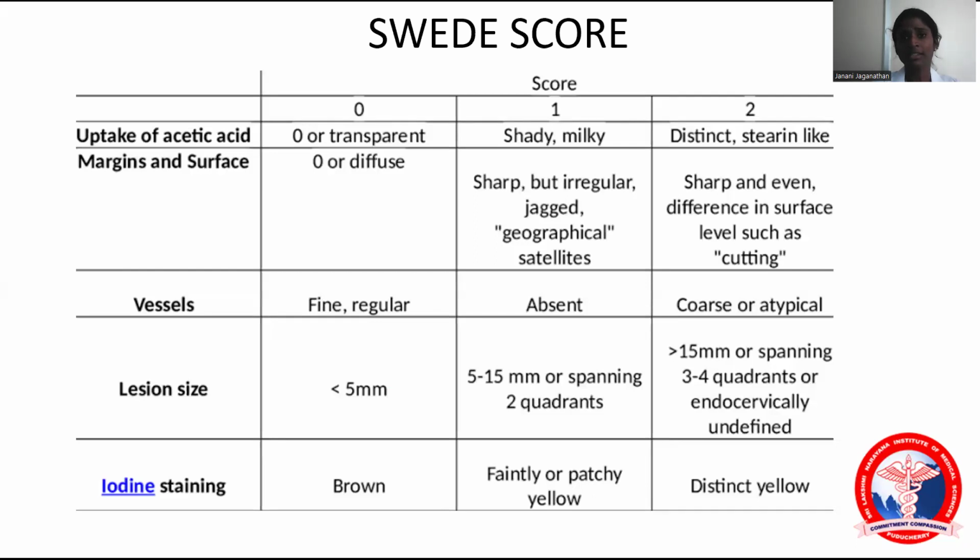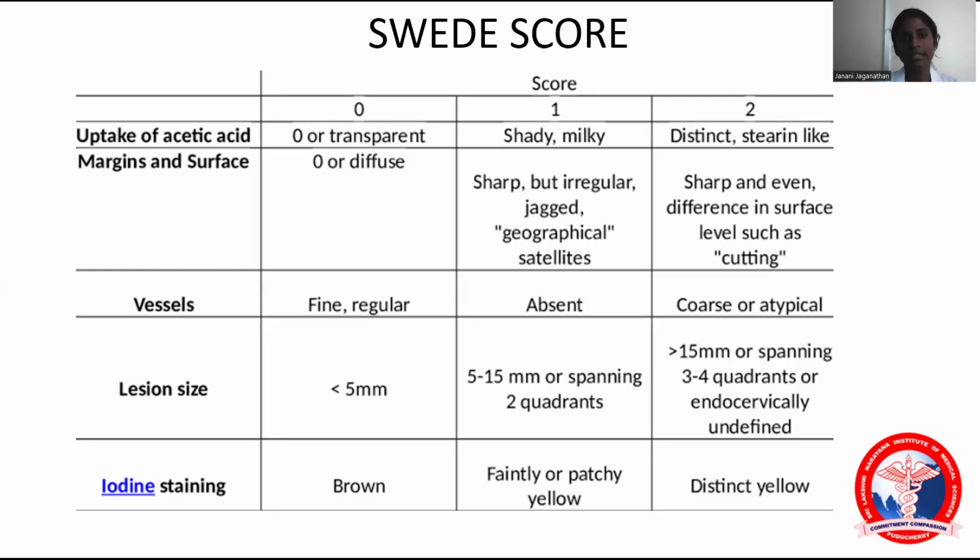So there is some scoring system for reporting of this colposcopic examination findings. Two scoring systems are there. One is Sweet score and another one is Reed's index. Sweet score will have 5 parameters and the lowest score is 0 and the maximum score that can be given is 10. So the parameters that are included under Sweet score are uptake of acetic acid, margins and surface, vessels, lesion size, iodine staining.